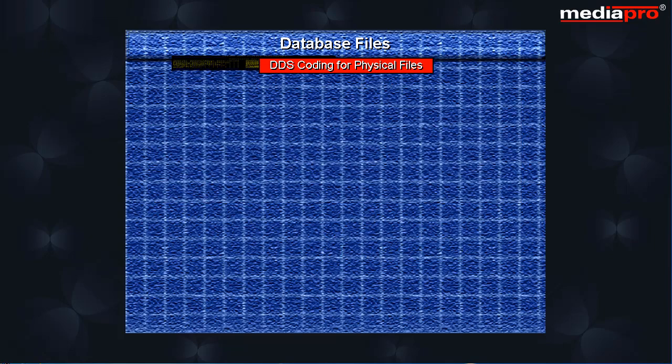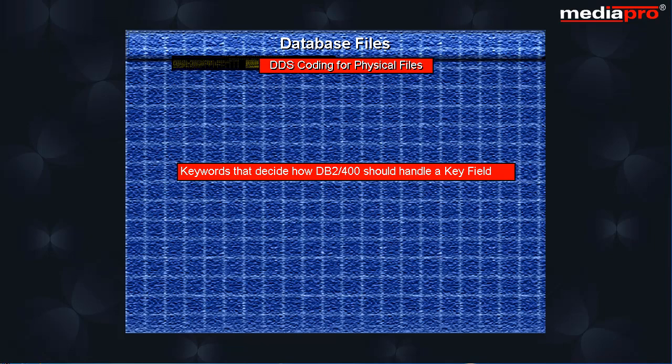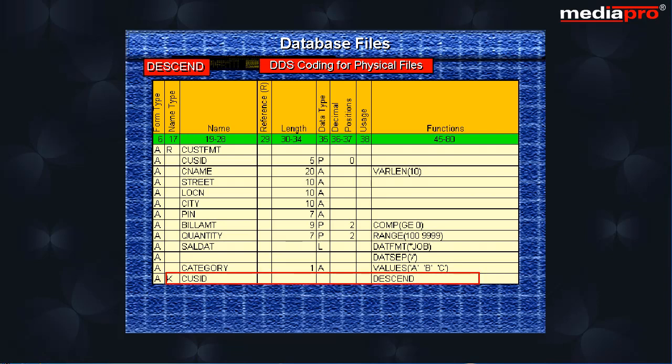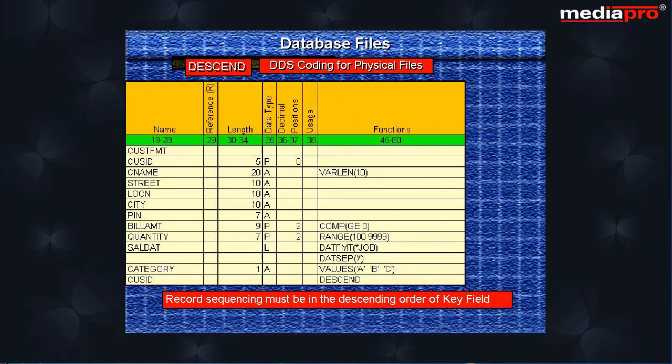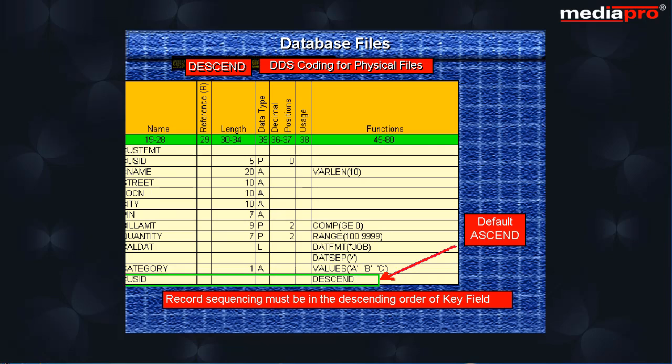Next we move on to the key field level keywords. These keywords define how DB2 400 should handle a field when it is used as a key field. The descend keyword specifies that the key field should be in descending order when the records are sequenced. Otherwise, the default is ascending order.